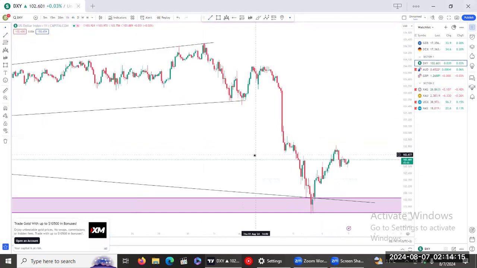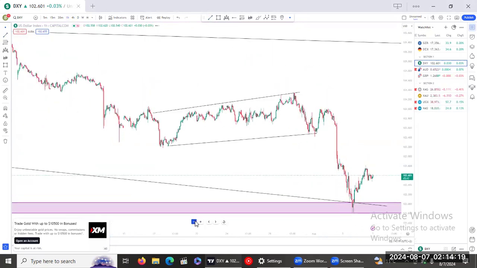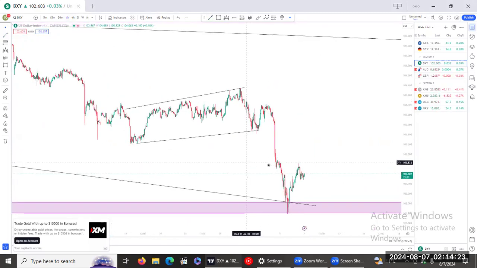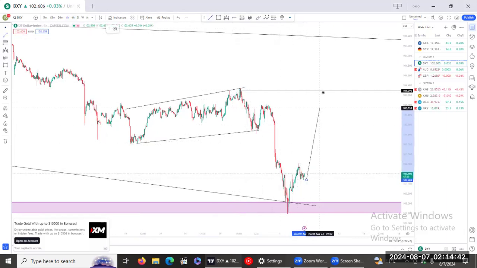So on the 1 hour, guys, you could see that price is creating what is sort of called an inverse head and shoulder. As you can see, we already have the left shoulder here, and we don't have the right shoulder. So the prediction on this one is we could see price possibly reaching that level. So we're gonna have something like this. So this is what I see on DXY. You get what I'm saying, guys?